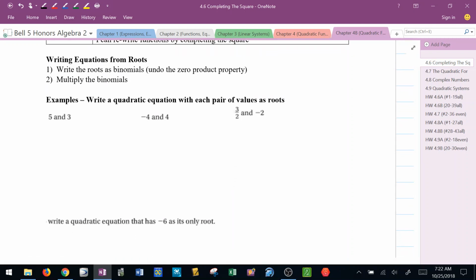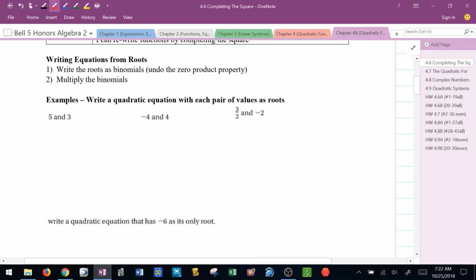So how do I write equations from roots? The first thing that I want to do is write the roots as binomials. In other words, you use that thing called the zero product property, right? And then multiply the binomials. This is very simple. Let me make sure that you guys all see how this works.